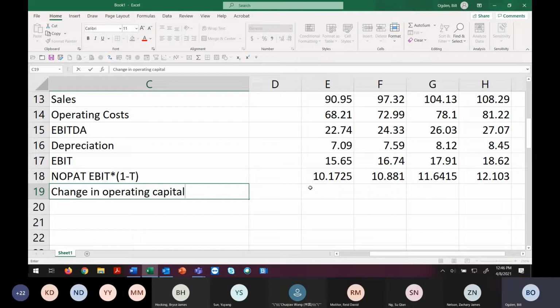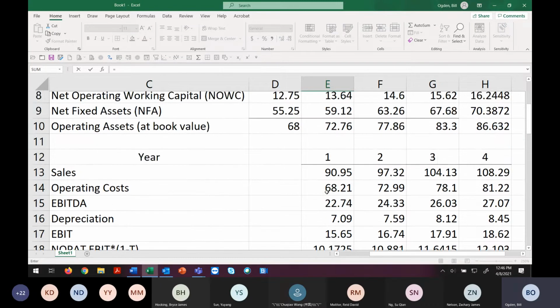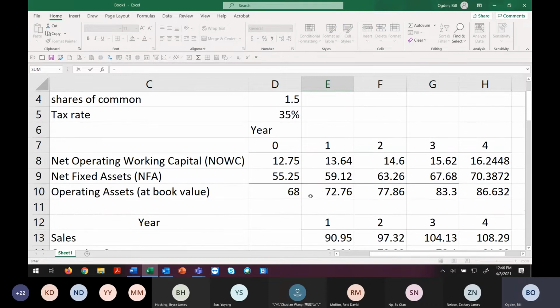So this could technically flow right to your capital providers, except for what? You made some investments between year 0 and year 1, so they can't have it all. Let's pick up the difference. We increased operating capital to 72.76 from 68. So that NOPAT is available to all your capital providers, except that we have to adjust it for how much we invested. So let's take that one, minus this one.